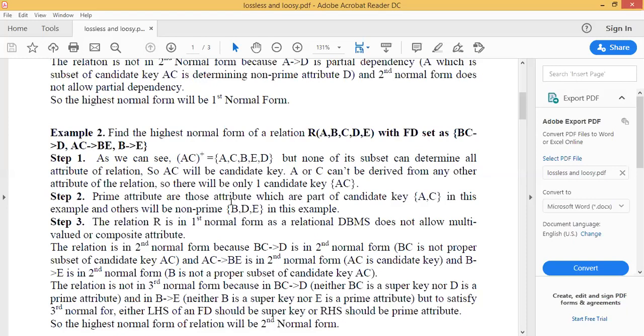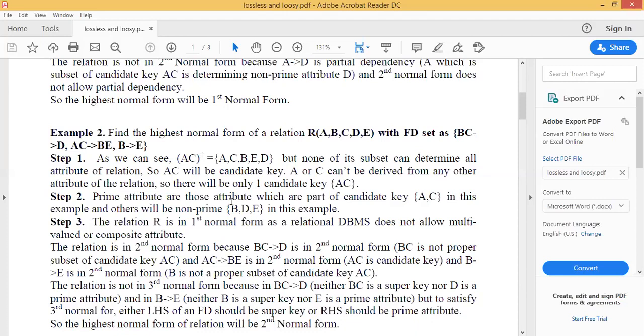So the prime attributes are those attributes which are part of the candidate key. We have already known this. So here prime attributes are A and C in this example, and the others will be non-prime attributes, which are B, D, E in this example. The relation R is in first normal form as a relational DBMS does not allow multi-valued or composite attributes.